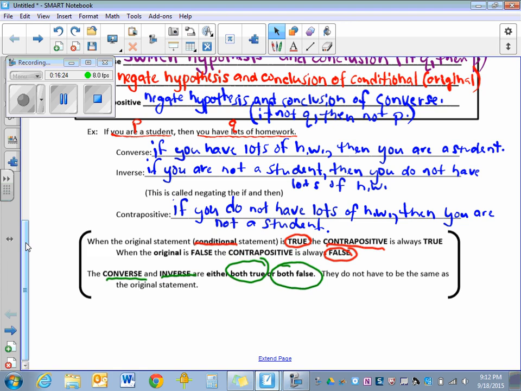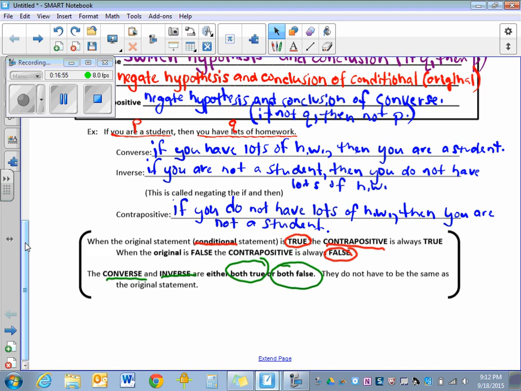So you can maybe think of it this way. Your conditional is your most original, your basic sentence. The contrapositive is the one you've done the most work to. So kind of the ends of the extreme, those go together. And then the middle ones, converse and inverse, go together. So again, conditional and contrapositive are either both true or both false. And the converse and inverse are either both true or both false. So this is really the basics of our notes for today.